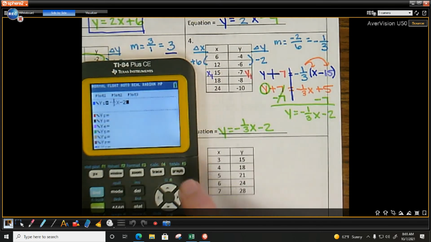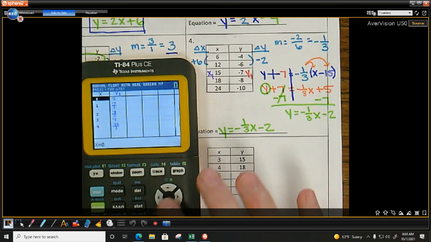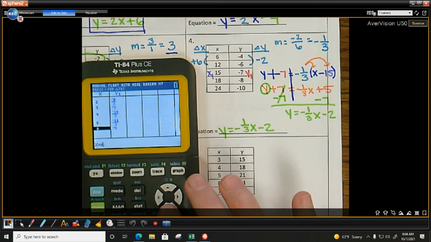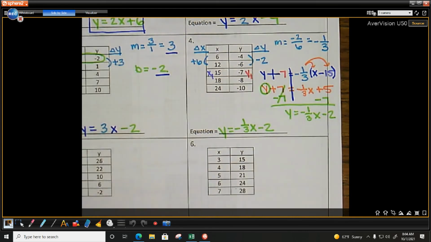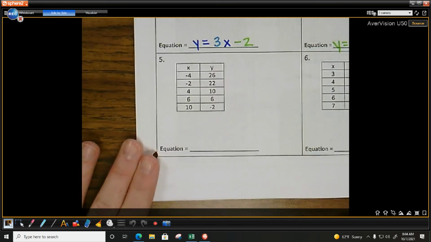So go to the table, and let's see if they match. 6, negative 4, 12, negative 6, 15, negative 7, 18, negative 8, and 24, negative 10. So do they all match? Yep. Okay, I want you all to do number 5 on your own.